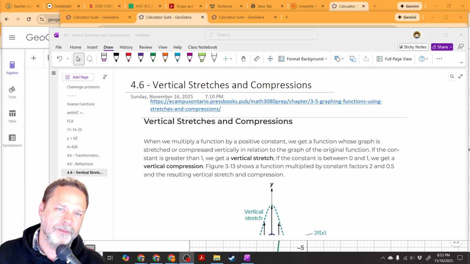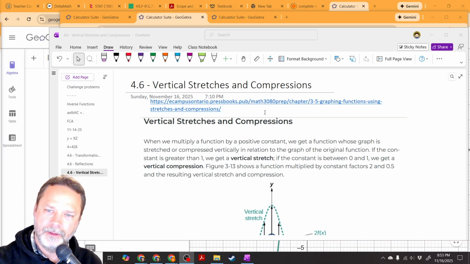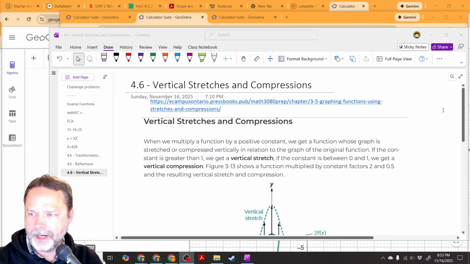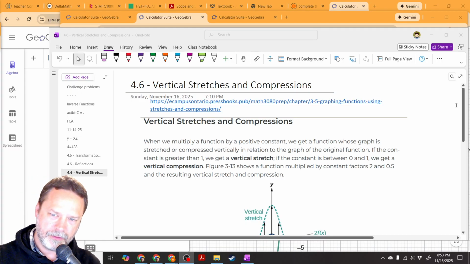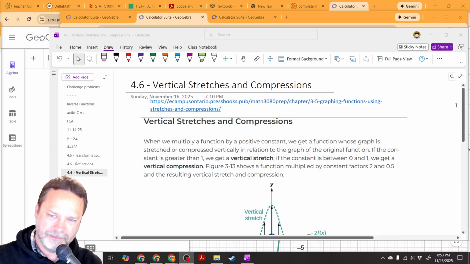Hello and welcome back to Mr. Powers Teaches Algebra. Today, right now, we're still going over transformations on graphs, and I want to look at vertical stretches and compressions, or stretches and, I don't know, squeezes.